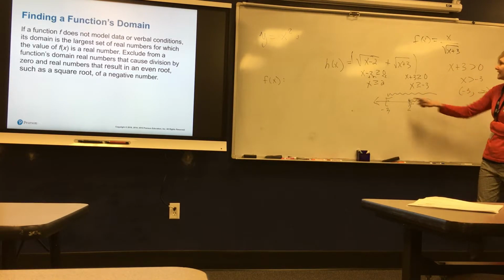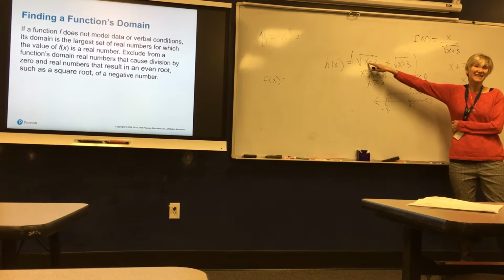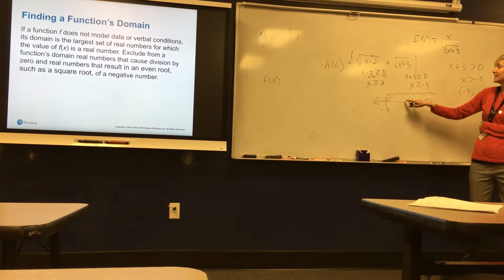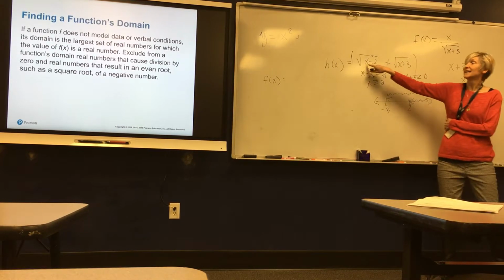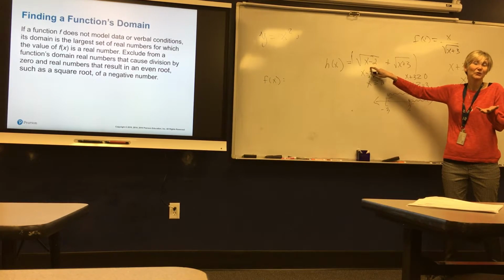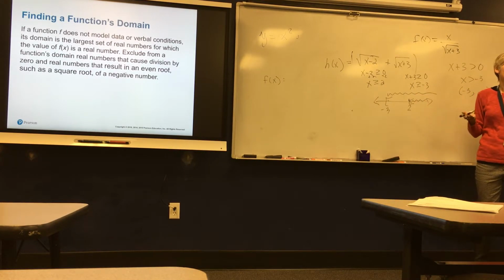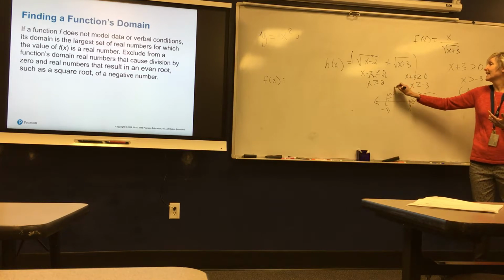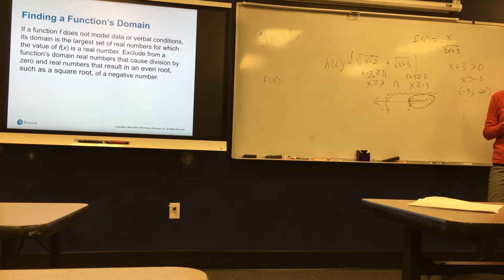The problem is, if I pick something in this area, it will make this imaginary number. So let's say I picked 0. 0 works here, right? But it doesn't work there, because 0 minus 2 is a -2. You can't take the square root of -2. You're going to have an imaginary number. So you have to do their intersection, what they have in common. So it's going to be the intersection of those two. And what do they have in common? Just that part right there.